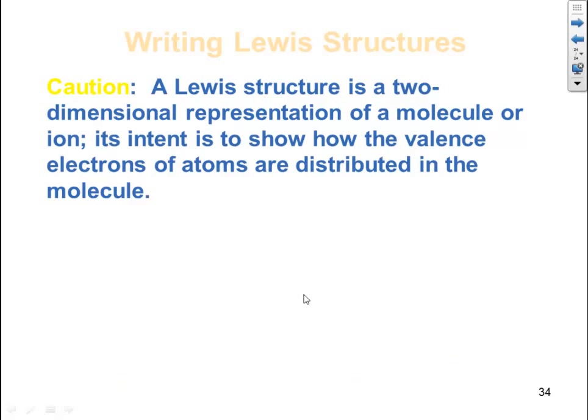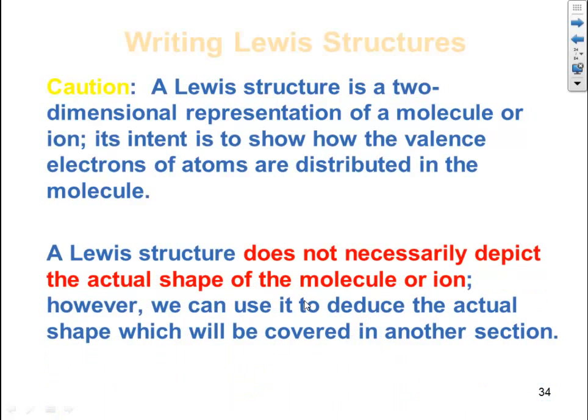Caution here: a Lewis structure is a 2-dimensional representation of a molecule or ion. Its intent is to show how the valence electrons of atoms are distributed in the molecule. A Lewis structure does not necessarily depict the actual shape of a molecule or ion. However, we can use it to deduce the actual shape, which we'll be covering in another section, the next section.